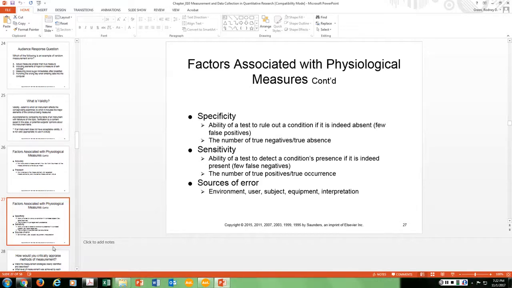The environment can introduce error. The user can introduce error. The subjects themselves can introduce error. The equipment may be faulty, and the interpretation of the findings may be faulty.